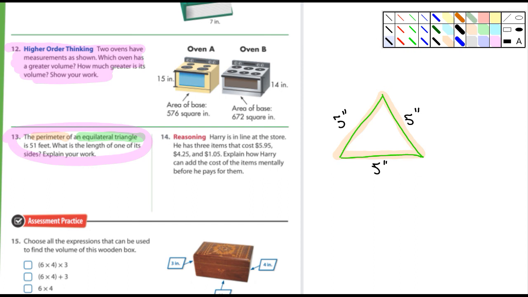All right. Number 14, Harry's in line at the store. He has 3 items that cost that much. Explain how Harry can add the cost of the items mentally before he pays. Oh, well, you're looking for, what did we call that? I think it was called compatible numbers. Numbers that are compatible. $1.05, $5.95, and $4.25. Yeah. Compatible numbers. I mean, I just did it in my head. Hopefully some of you can also. And then finally, number 15 looks like it's multiple choice.